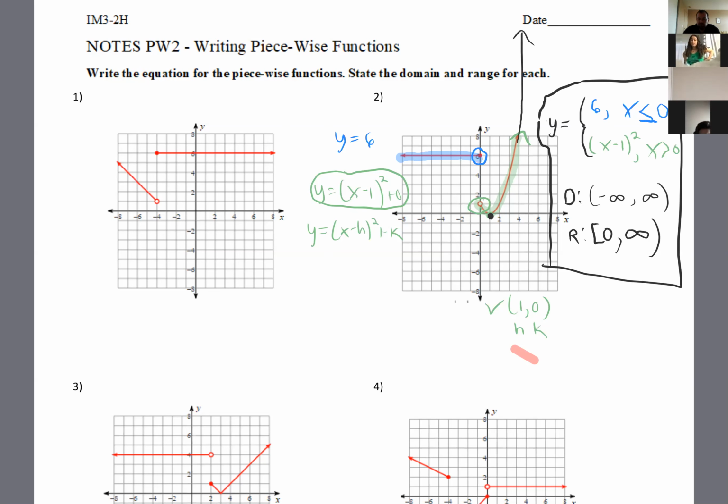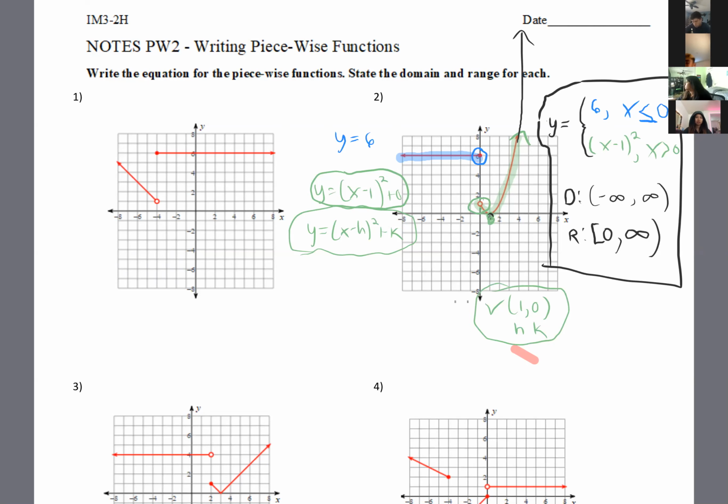Hey, Mr. Morrison, as a refresher, how did you find the equation for the green graph? The green one, that's what I did over here. I'm using this formula, (x minus h) squared plus k. The vertex of the graph is at (1, 0). So that's your h and your k, so you just plug into the formula. Oh, okay. That makes sense. Thank you.